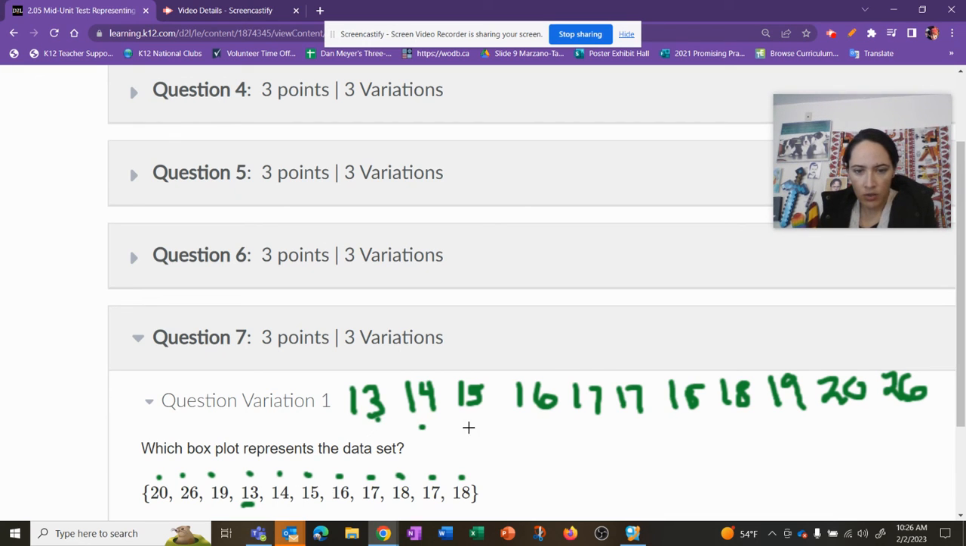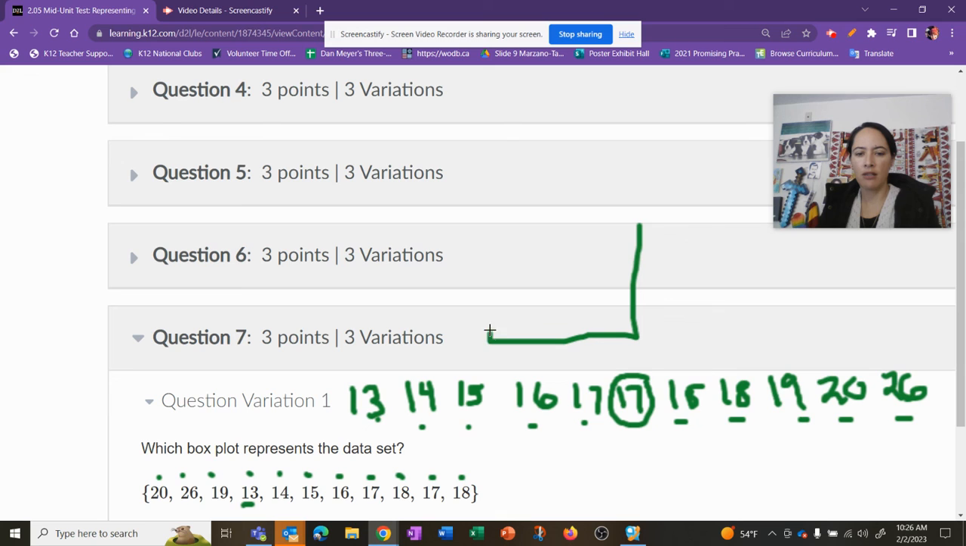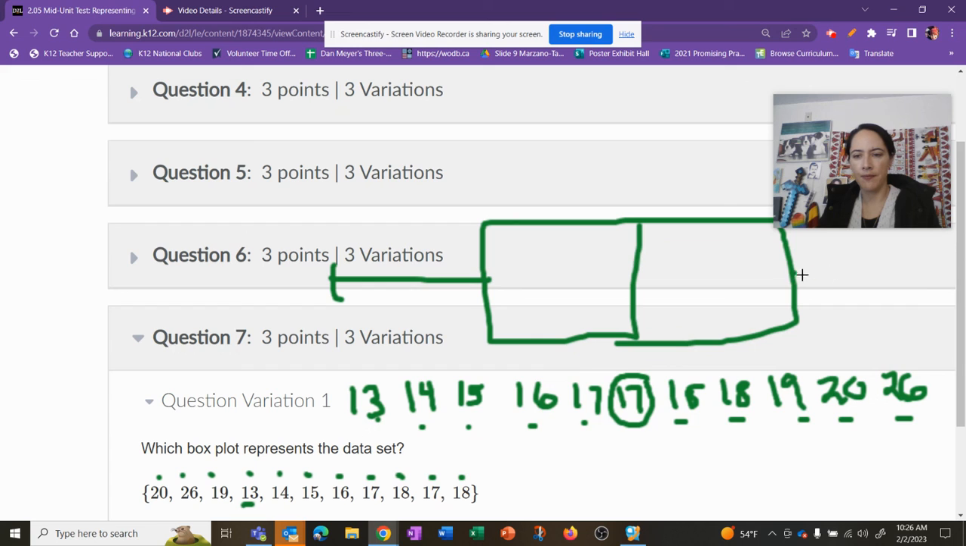Let's find the middle. 1, 2, 3, 4, 5. That number splits my data in half. That's my median. So on my box plot, I'm looking for 17. Now let's find my Q1, my Q3, my min and my max. The max should be 26, and 13 should be your lowest number. Easy enough. If you're struggling with that, reach out so I can come up with strategies for number sense and ordinal numbers. Then 17, and here are the two parts.